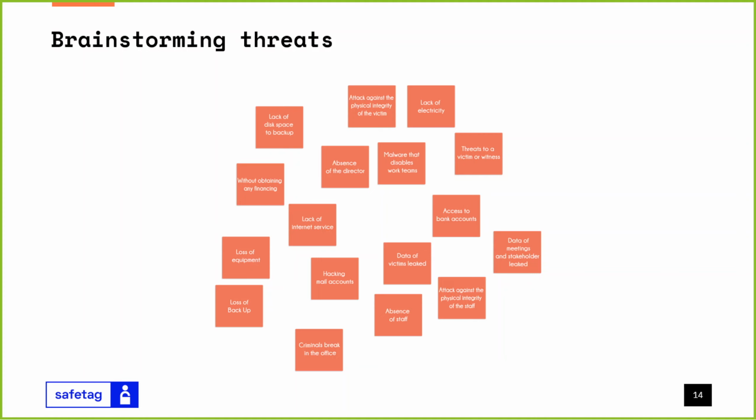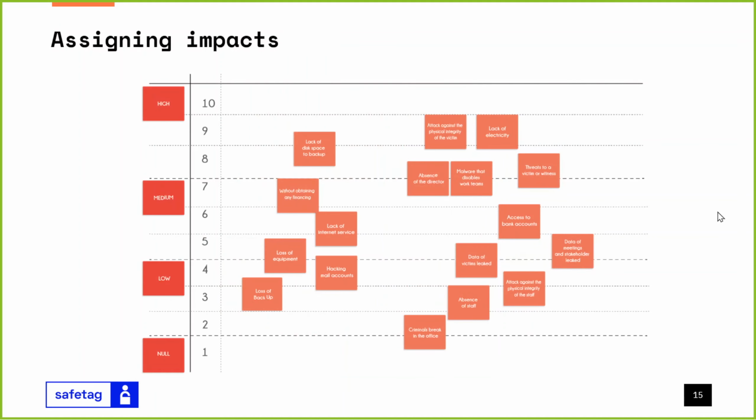Once you have the list from this brainstorming of ideas, then we should try to assign them an impact. This is the way I used to work most of the time. I create a grid from 1 to 10, where 1 is nothing, it doesn't impact us at all, and 10 is critical, like the organization won't be able to operate anymore.